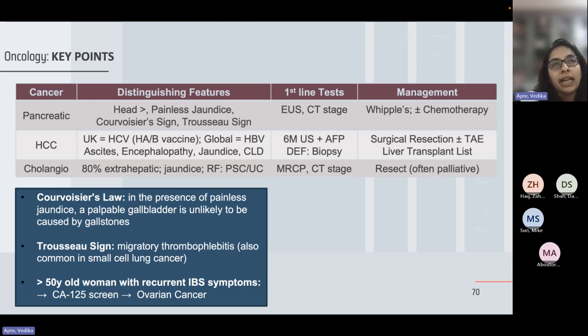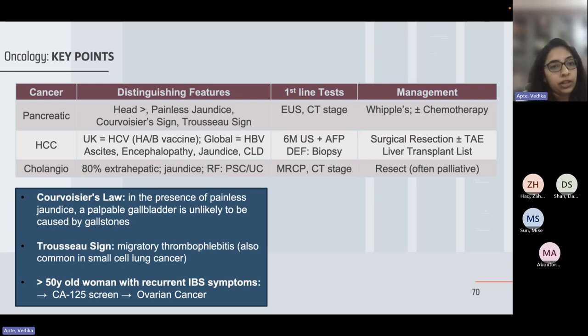As with any cancer, the main streams of management are surgery, radiotherapy, or chemotherapy. For pancreatic cancer, the name of the surgical procedure is called Whipple's. If you Google it, you can see exactly what is removed. But it's the head of the pancreas, a bit of the duodenum as well. It's quite a big procedure, but that's how pancreatic cancer is managed, and then chemotherapy as well later on.